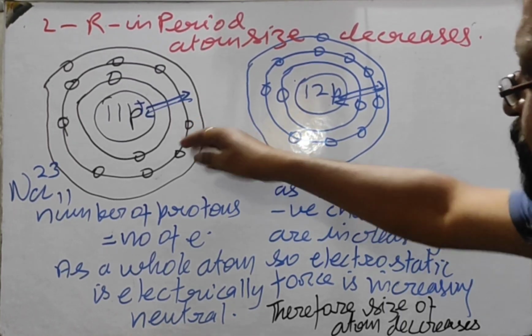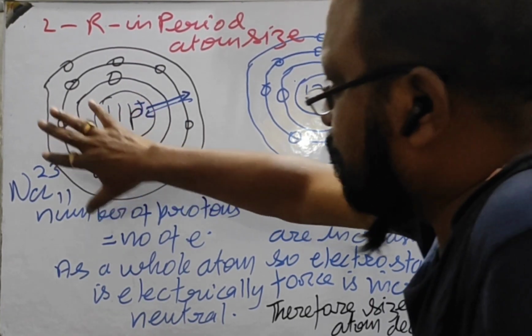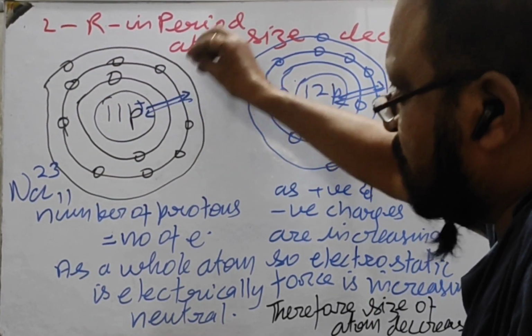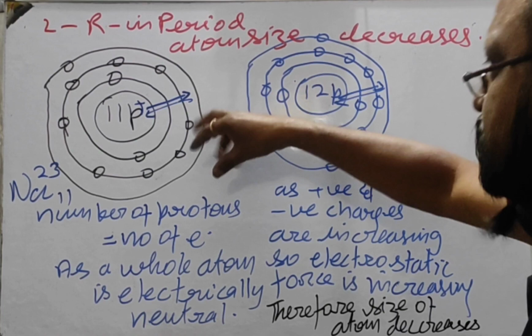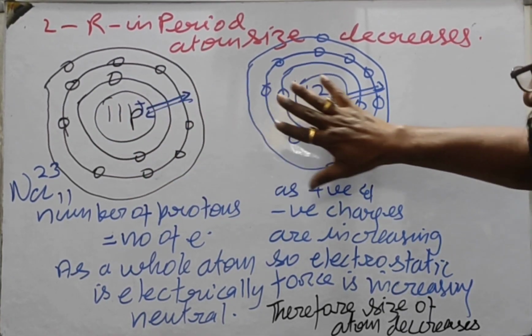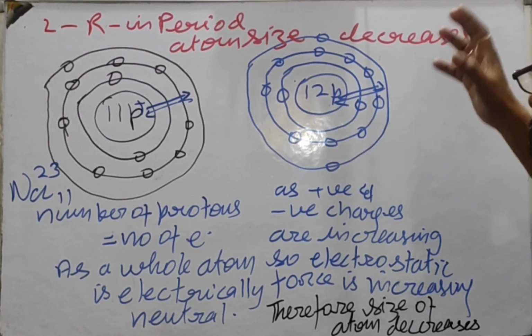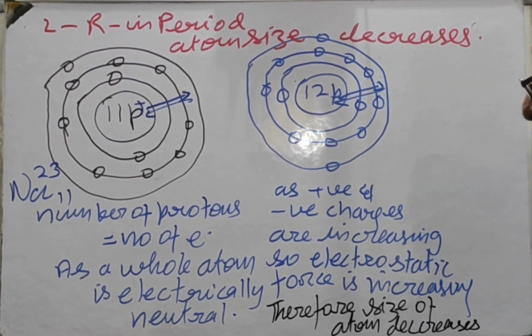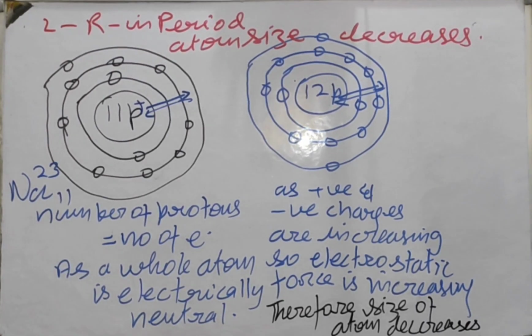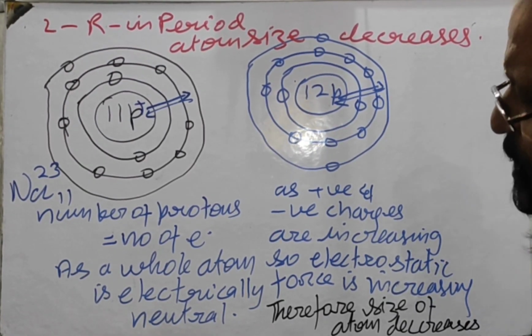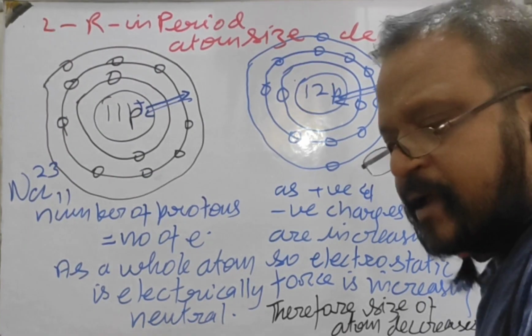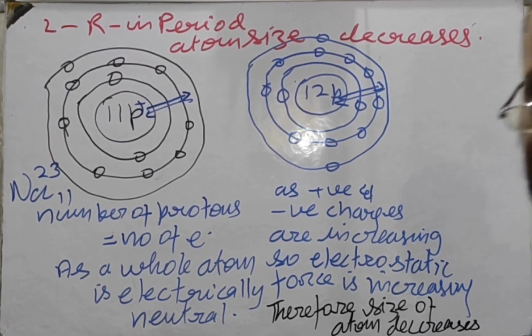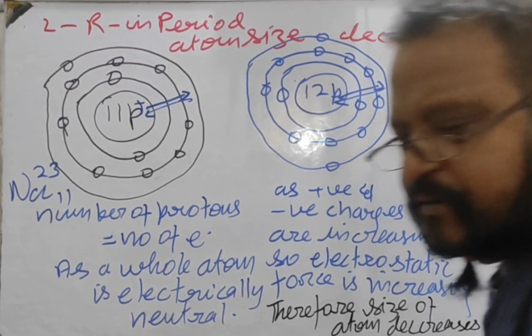Because the number of shells is not increasing, electrons are filling in the third shell in period 3. So for all the elements present in period 3 from left to right, the electron charge density increases. Electrons are increasing in the outermost shell, and protons are increasing in the nucleus. So the electrostatic force of attraction is increasing, so their atomic radii is decreasing, right? This is the way it works. Fine.